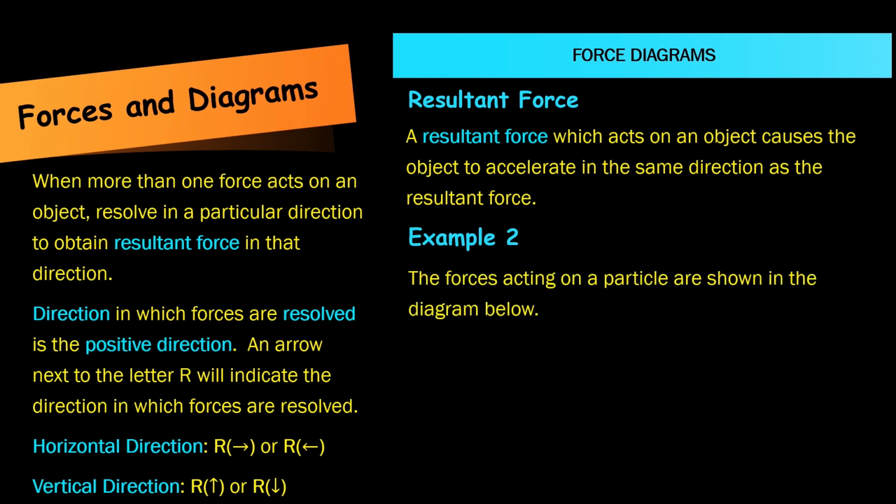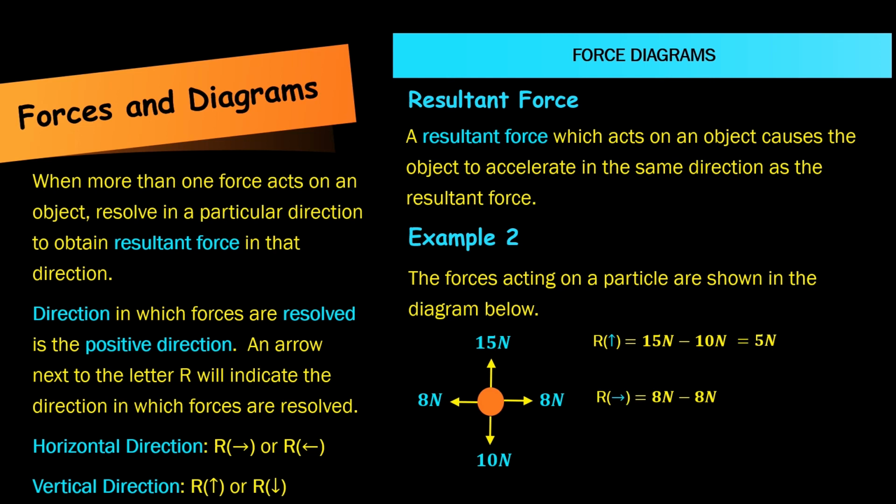The forces acting on a particle are shown in the diagram below. The resultant force acting upwards is 15N minus 10N. Here's 15N, and 10N, which is acting in the opposite direction, is taken away from it to give us 5N.